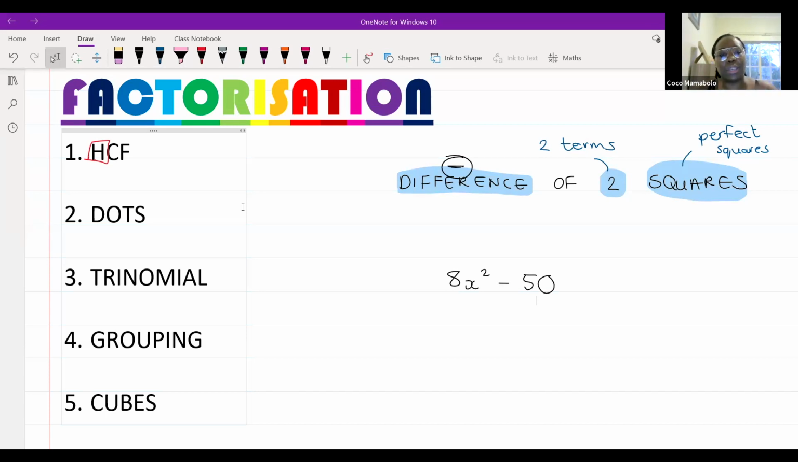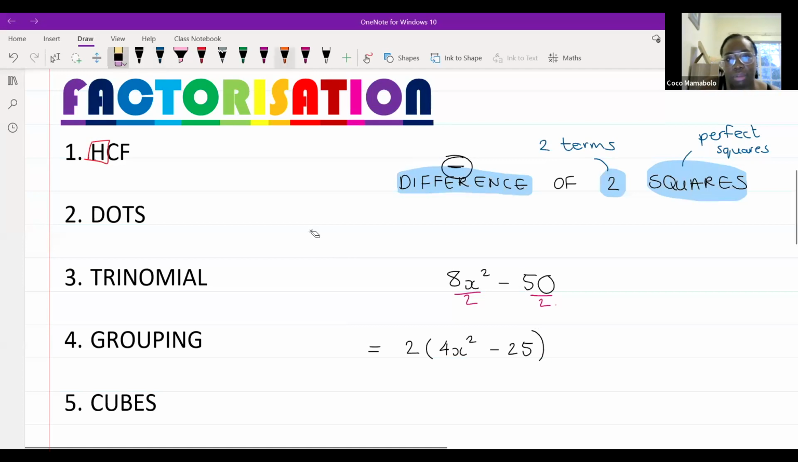Right, now let's see what happens if we take 2 out as the highest common factor. We're going to divide by 2. What is 8x squared divided by 2? That's going to give me 4x squared. And then negative 50 divided by 2 will give me negative 25. What do I notice on the inside now? I notice perfect squares, that's it. Therefore, this is dots.